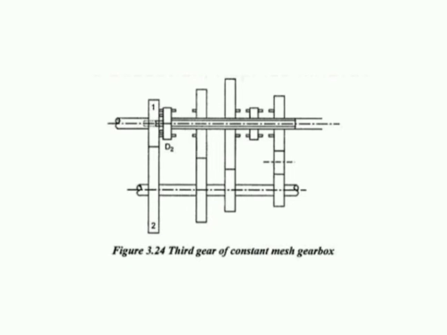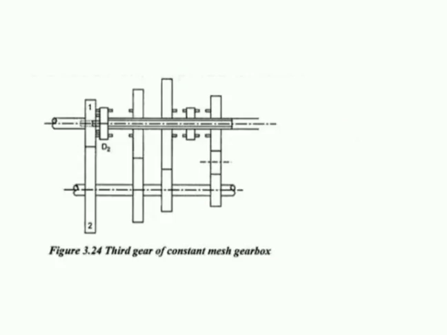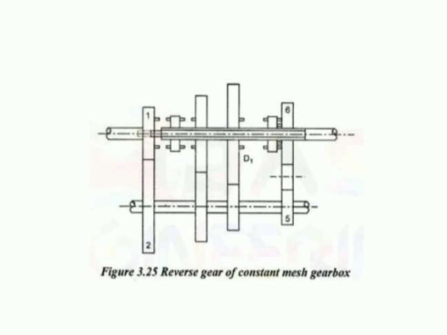And this figure shows the third gear transmission. In this figure we can see dog clutch D2 connected with gear 1. In this figure we can see the arrangement of reverse gear and the dog clutch D2 connected with gear 6. Then it provides the reverse transmission with the help of idler gear.